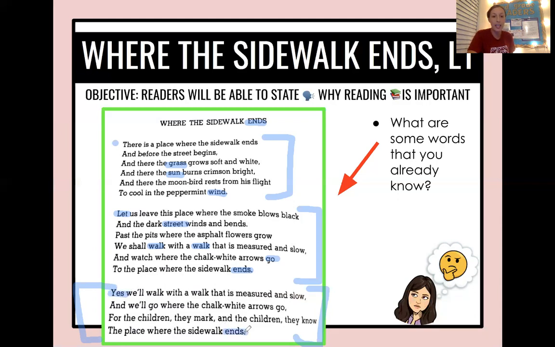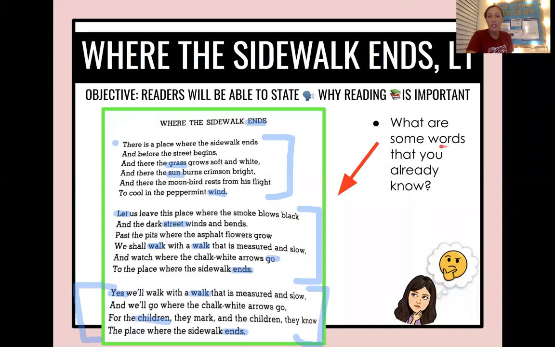We see the word ends again. The word ends and walk repeat a lot in the poem. Poems do that sometimes. They have repetition when we see something over and over, like the word walk or ends in this poem. And another word that's going to be important that we know is children. So here in this last stanza, we see the word yes, we see the word walk, we see the word children, and we see the word ends. So I already have some clues about what this poem is about before I even start reading it.